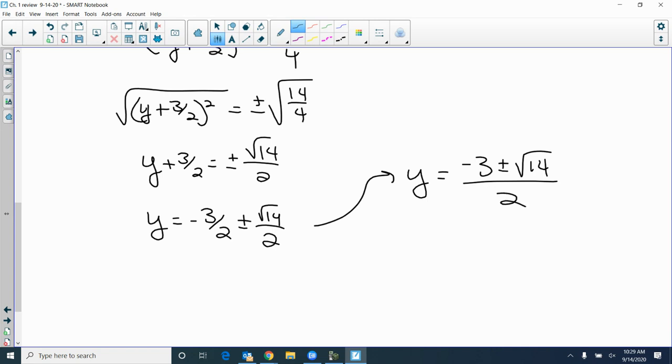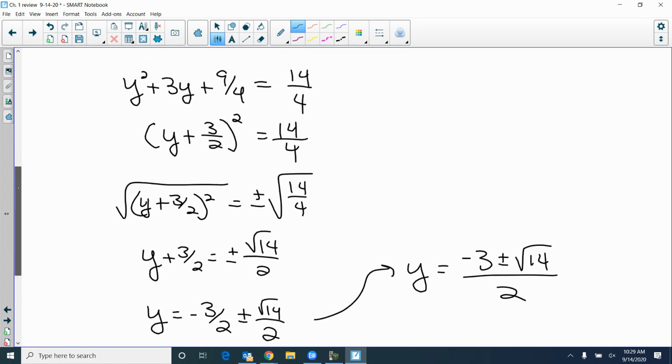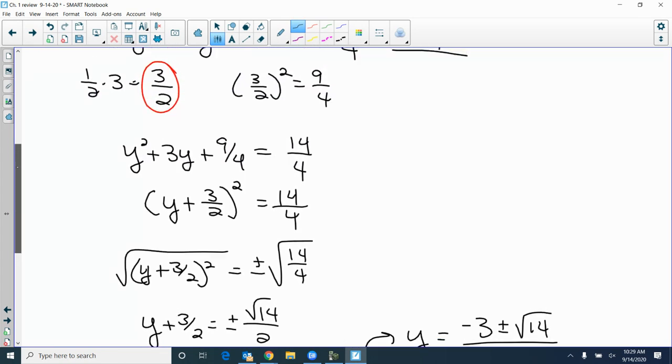Can you go back up for a second? How do you get to the y plus 3/2 squared? This one? Yeah. Okay. Where are we at? We are at y squared plus 3y, sorry, plus 9/4, right? And we've got to factor that. It factors into two things here.